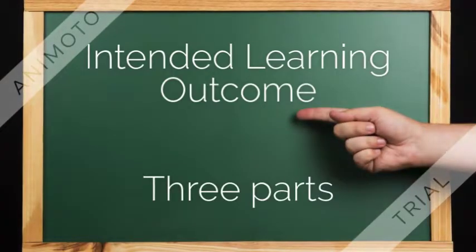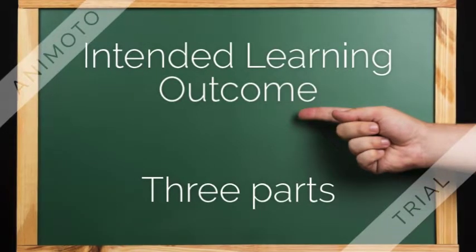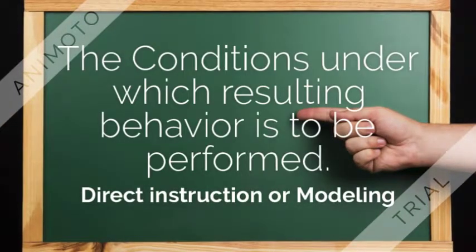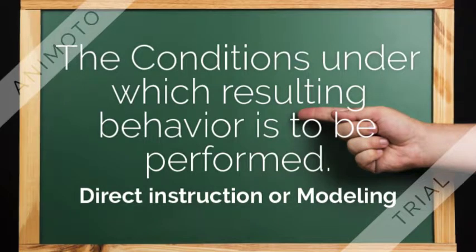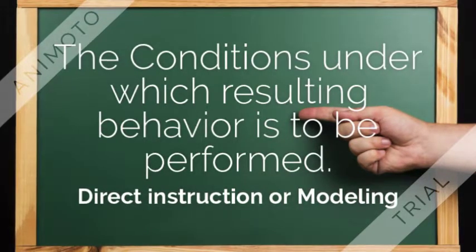A well-constructed learning objective has an intended learning outcome and also contains 3 parts. The first part of the objective is the conditions under which the resulting behavior is to be performed. Examples of these would be through direct instruction or modeling.